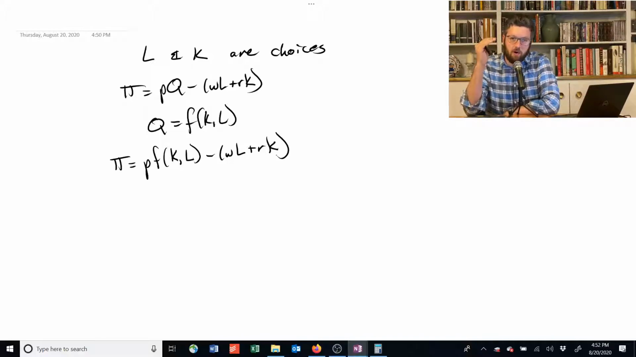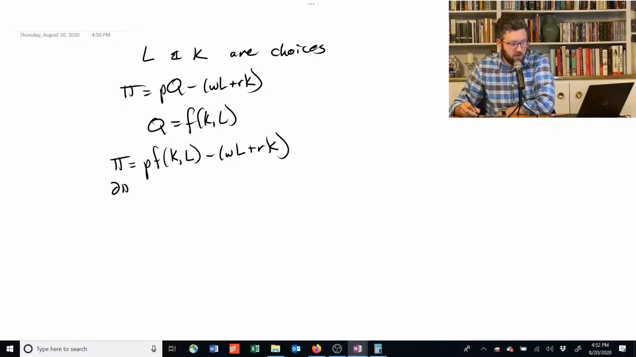So what do I mean by saying we're going to solve it the exact same way? We're going to take the partial derivative with respect to our choices, and those are going to tell us how profit changes when we change the things we have control over. In this case, we have control over labor and capital. The firm is choosing how much to buy of each.